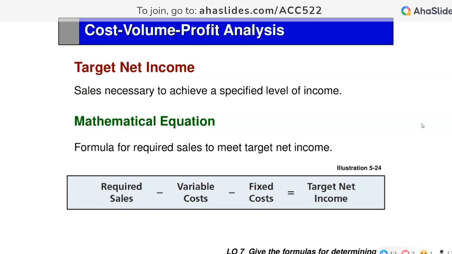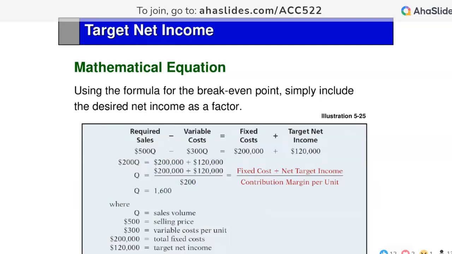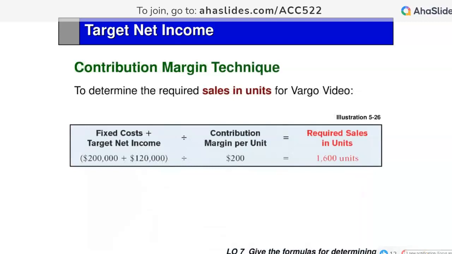Basically, this is it. The mathematical equation, required sales minus variable cost minus fixed, gives me my target net income. But if I look at it mathematically, I go through the same exercise, and you will notice that when I do it, it's fixed cost plus that target net income divided by the contribution margin per unit. That's all I need to do to determine the level of sales is to add the target net income to the fixed costs. I need contribution margin to cover my fixed cost and give me a certain level of profit.